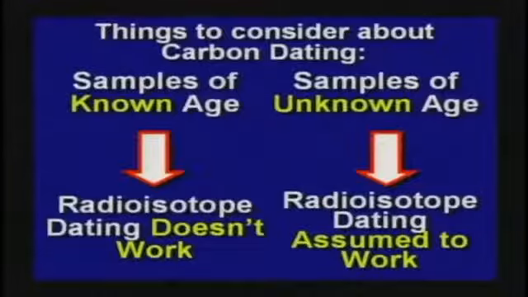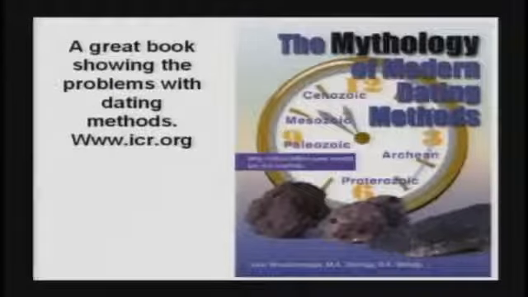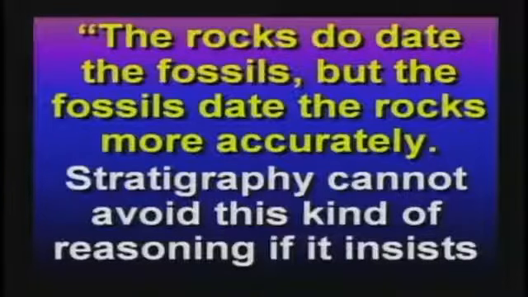That's not science, okay? As things decay, they produce helium. The amount of helium in the atmosphere is only enough to account for a few thousand or few million years, not billions of years. There's a book called The Mythology of Modern Dating Methods by ICR, if you want to read stuff on that. They do a lot of testing on this. They're probably the experts in the creation community. This guy said the rocks do date the fossils, but the fossils date the rocks more accurately. That's ludicrous, okay? And it's all based on circular reasoning. They've known that for centuries. We'll cover more on that on video 4.